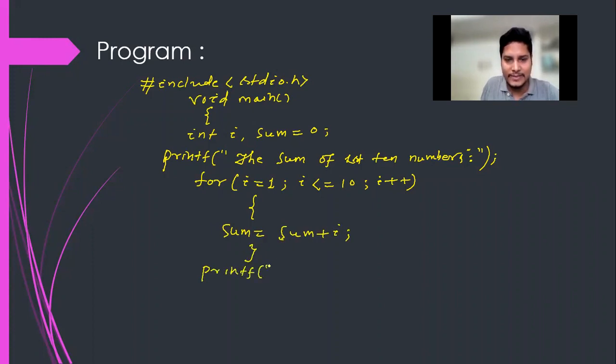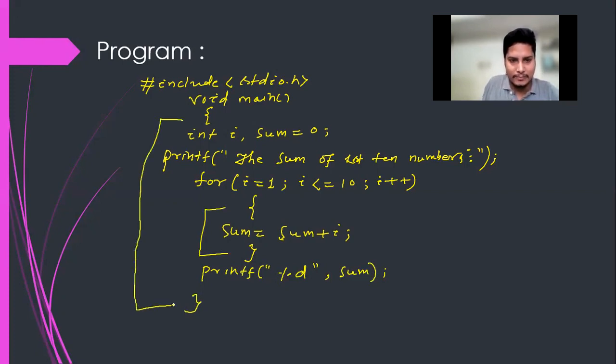Then within the printf statement I'm writing %d, double quotation end, sum. Main function close. For loop start, for loop close, main function start, main function close. Okay, this will be printed in the output stream.